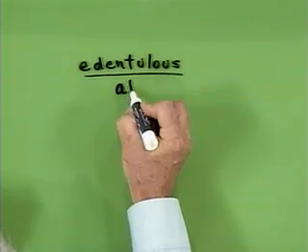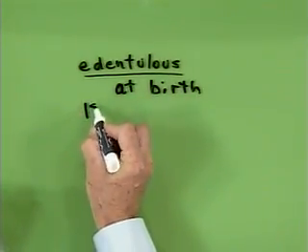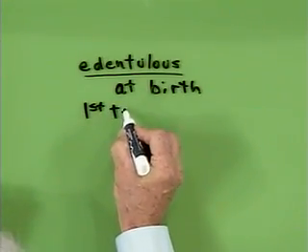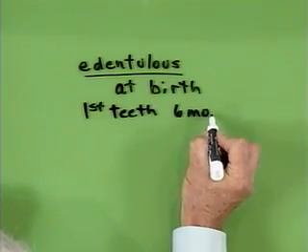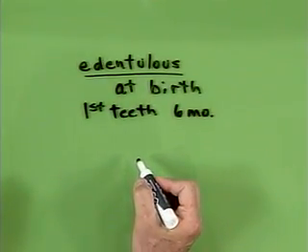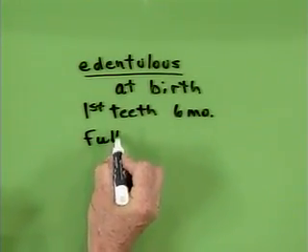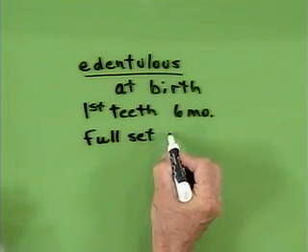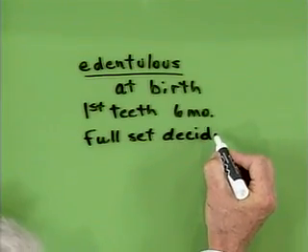An infant normally will erupt their first teeth at about 6 months. So we're going to write edentulous at birth. And the first teeth erupt at about 6 months. And we have a full set of deciduous teeth by about 2 years. Deciduous are the baby teeth, or the milk teeth, as they're sometimes called.